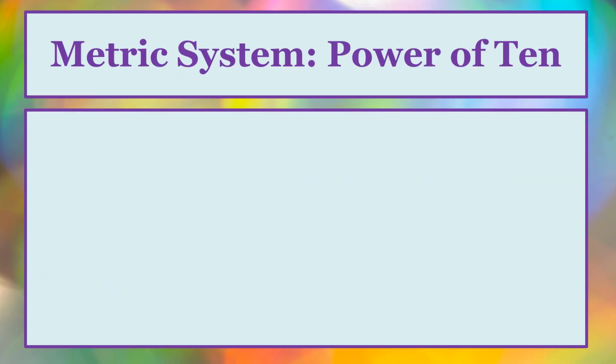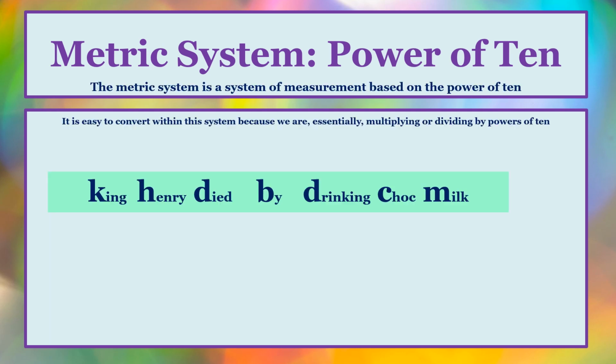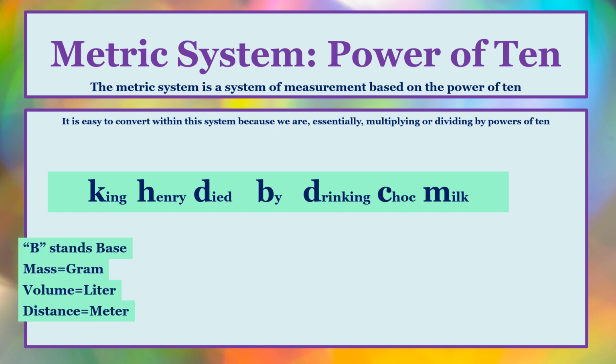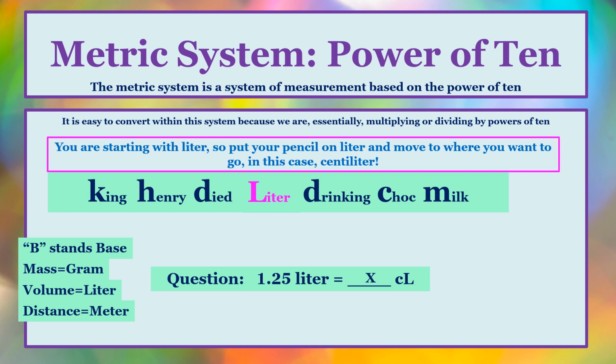It's actually easier just to slide the decimal, and you don't have to rely on so much memorization. So we'll continue with the practice. We'll do the same problem we did on the previous slide, but we'll use our technique of just sliding the decimal. So if we have 1.25 liters equals X number of centiliters, we know our base is going to be liters. You're starting with liters, so put your pencil on liters and move to where you want to go, which in this case is centiliters.